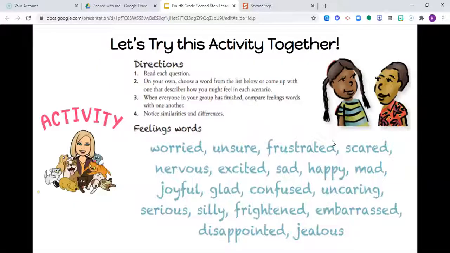So let's try this activity. On your own, choose a word from the list below or come up with one that describes how you might feel in each scenario. When everyone in your group has finished, compare feelings. So we can't really compare feelings, but maybe you can talk to your friends about it alone, and then notice some similarities and differences. You could also do this activity at home with your family.